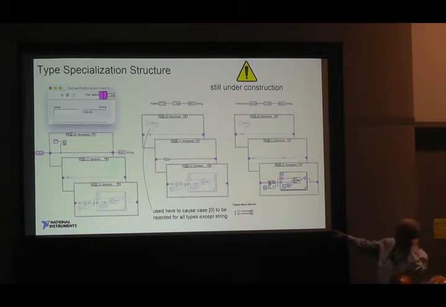And that's that little function we have called types must match. It's a built-in primitive that has no runtime impact. All it does is compare the two inputs to say, are they the same type at type propagation time? And if they are, everything's fine. If they're not, it causes an error, which is enough to reject the frame of the type specialization structure that it's in.